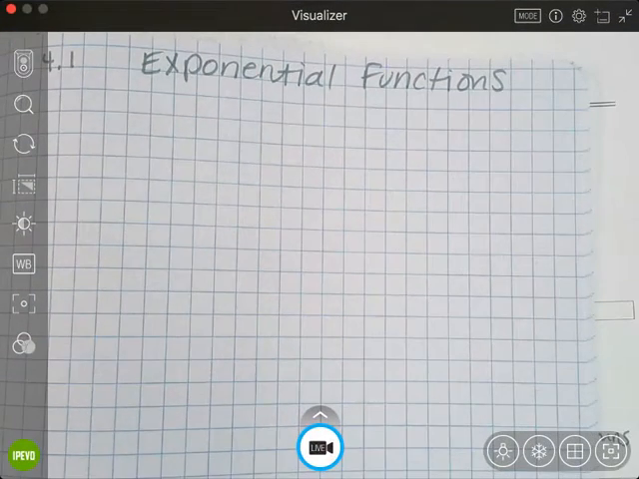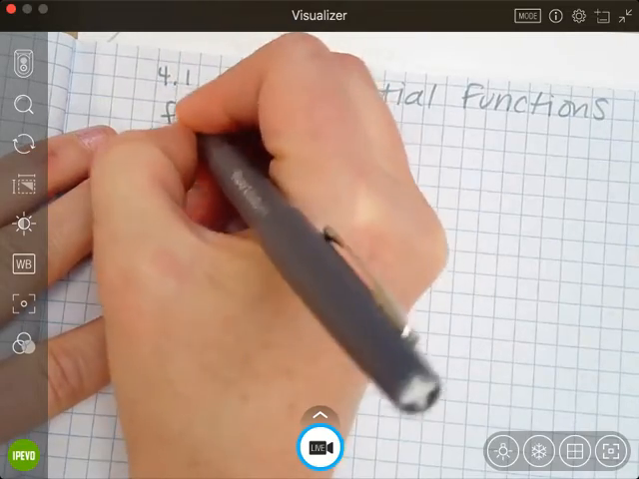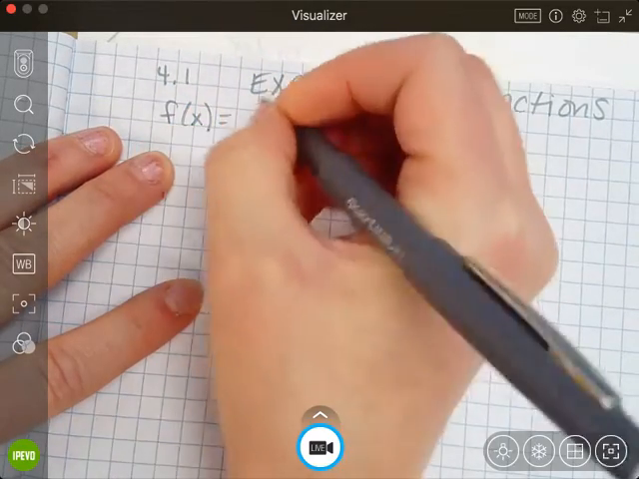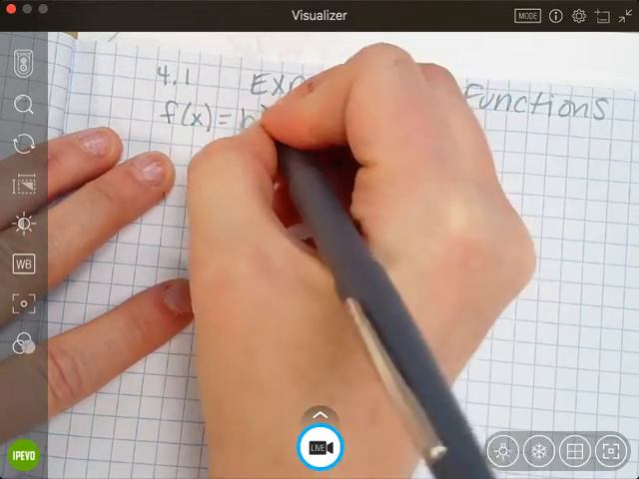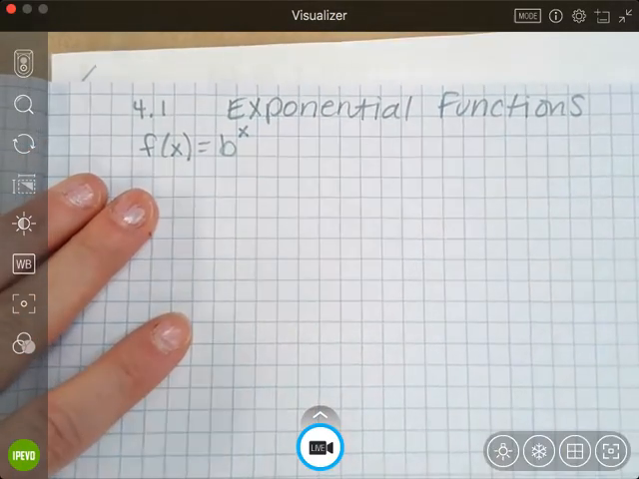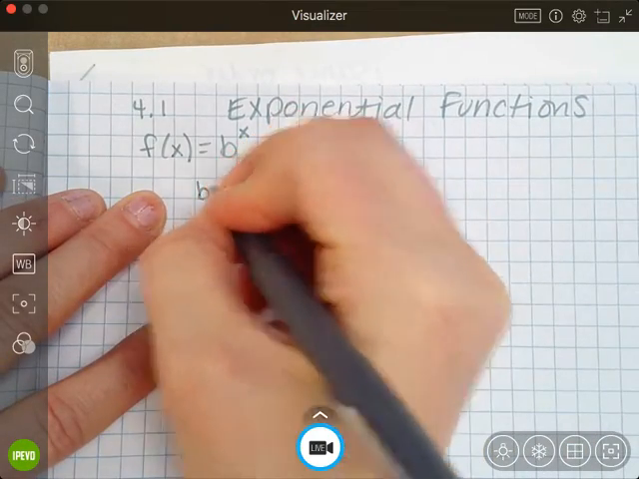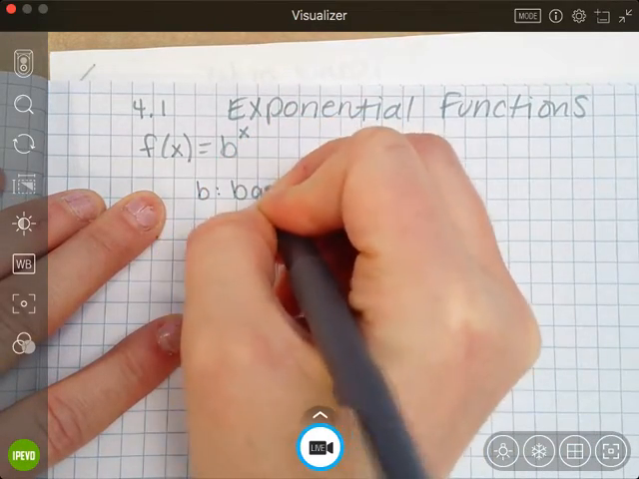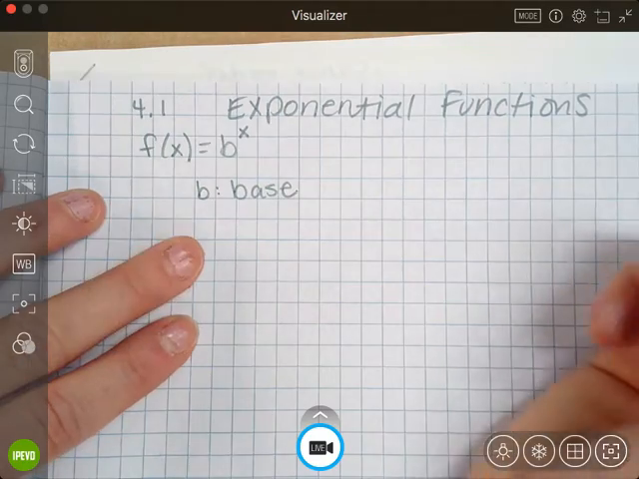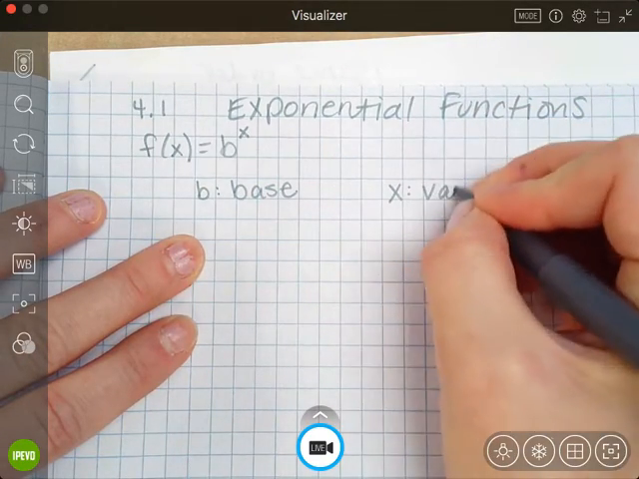4.1 is all about exponential functions. So an exponential function would be where you have some value b raised to the x. So your exponent is the variable. B is going to be your base. And x is your variable that is an exponent.